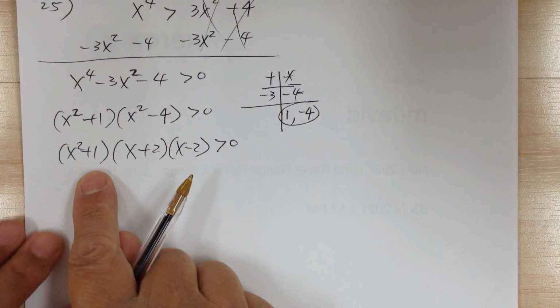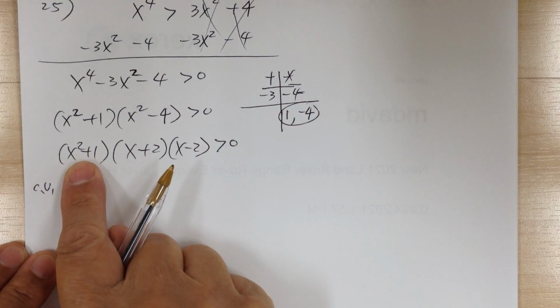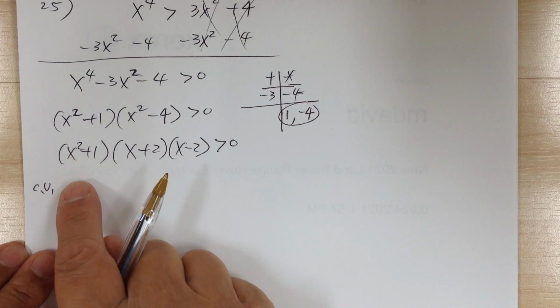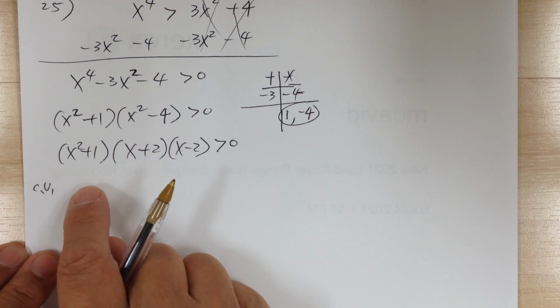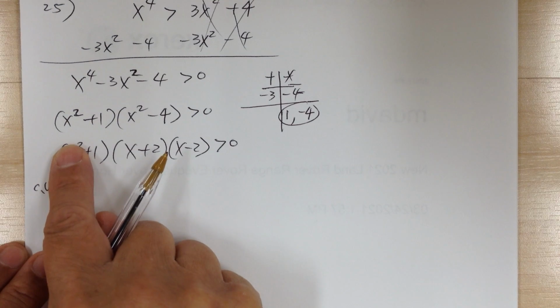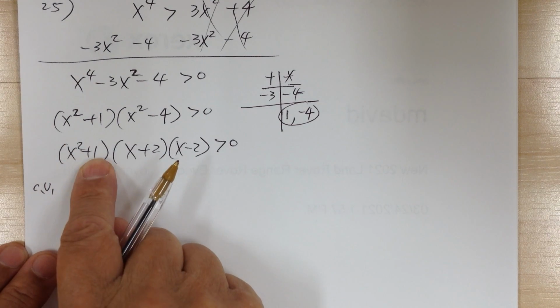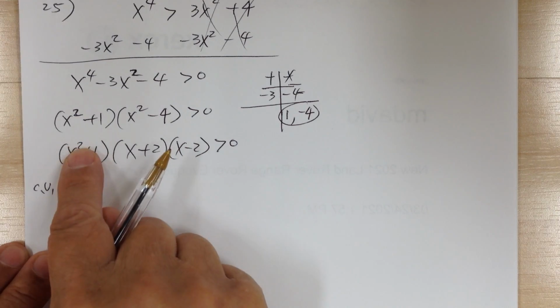Now for critical values you have to set equal to 0. But if you set x squared plus 1 equal to 0, you're not going to get any real values. There's no value of x that will give you this equal to 0. The x squared will give you a positive number, and plus 1 will not give you 0. So you're not going to get any critical value from here, no zeros over here.